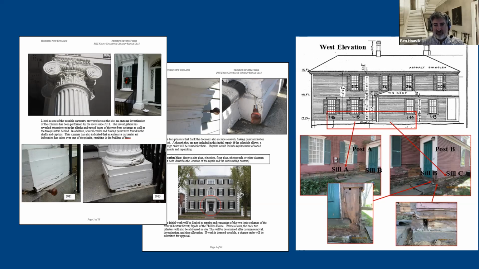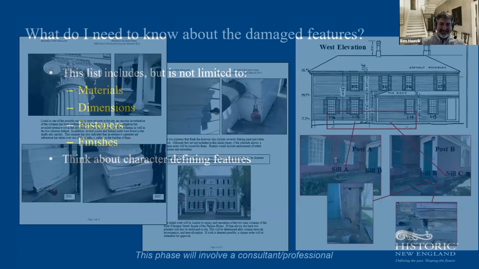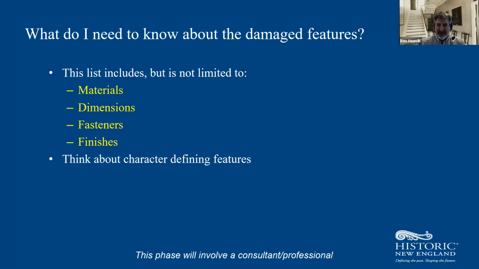If you think you have sill repair, like on the right, you want to open it up. You want to really look at it and understand what it is you're talking about, because the next step is you need to know a lot about this repair before you move forward. This list could be materials: what kind of wood is it? Is it wood? Is it not wood? What are the dimensions? What are the fasteners? Is it nails? Is it this? Is it that? What kind of finishes are on there? Is it paint or whitewash or something else? What is happening to this?